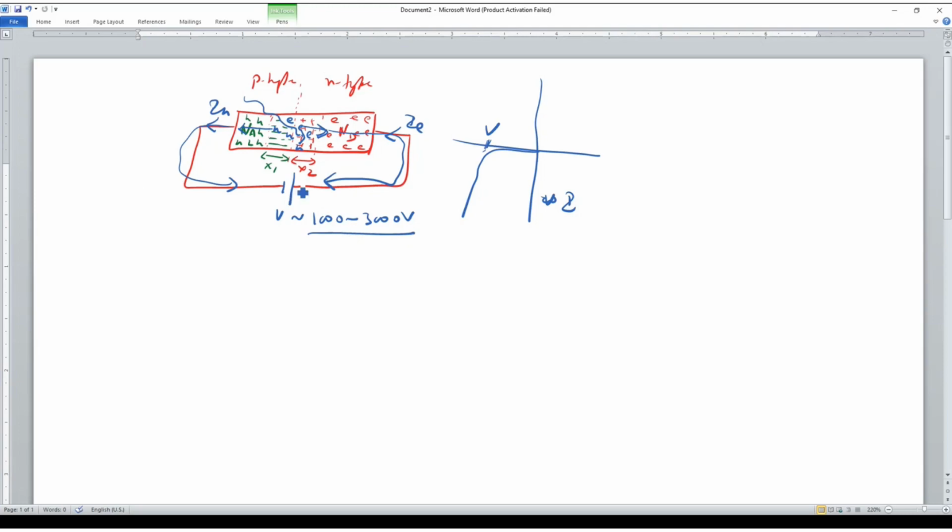And what happens when you are in the reverse bias, if you increase the voltage, what will happen to the depletion layer? Depletion region को क्या होगा, increase होगा decrease होगा?